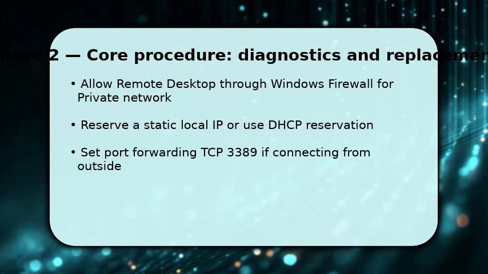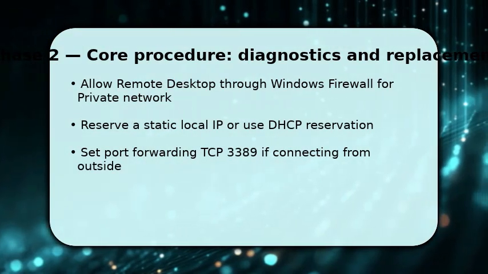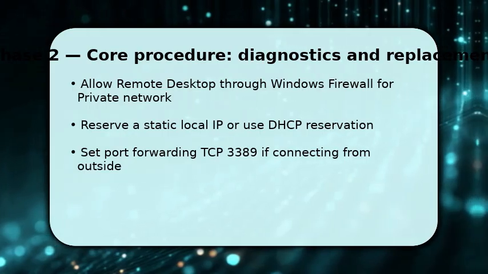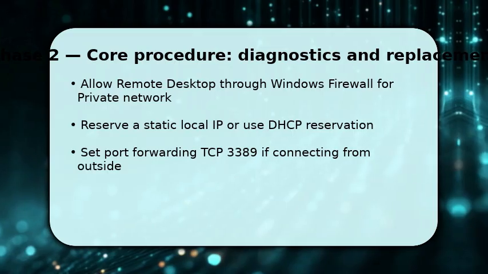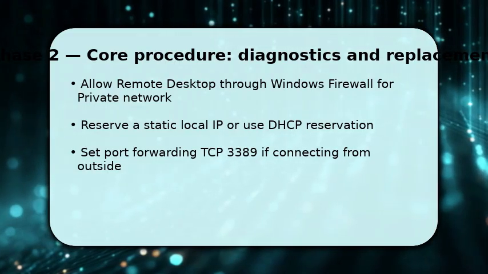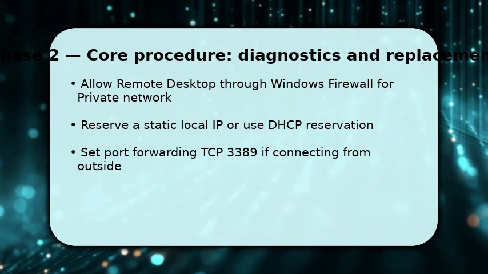Next, configure networking and firewall rules so connections can reach that PC. Open Windows Defender Firewall, allow remote desktop on private networks. Make a rule if needed. Assign a static local IP or reserve one via your router. This keeps port forwarding stable.